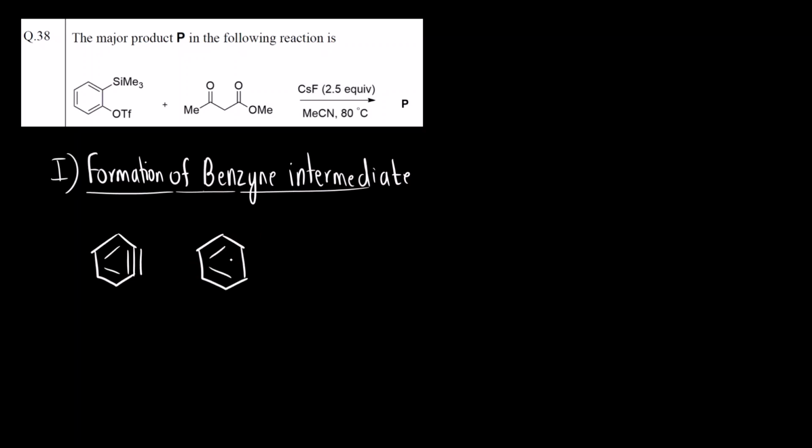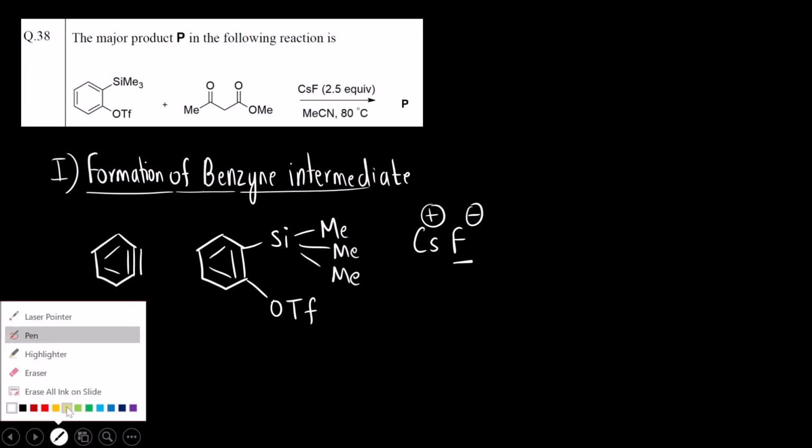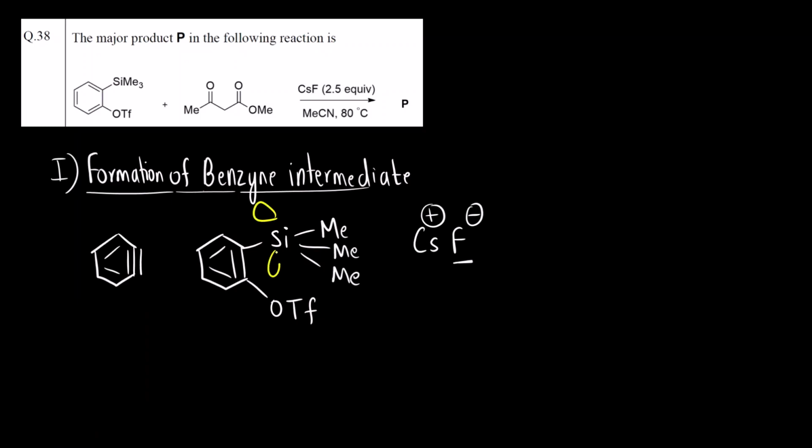So on the benzene, which groups are attached? Silicon. To this silicon there are three methyl groups attached, and then there is an OTf group. Okay, so CsF is given, cesium fluoride, F minus, Cs plus. Fluoride is electron rich, and we know silicon has vacant d orbitals. So this F minus will donate electrons into the vacant d orbital of silicon.